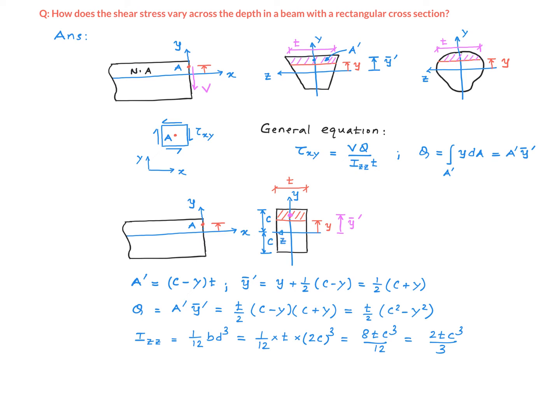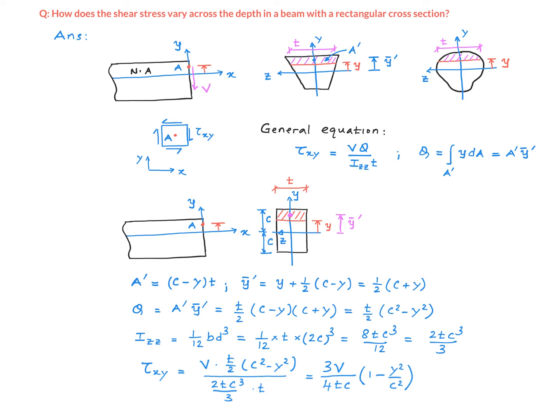Izz is the second moment of inertia of this rectangular cross-section about the z-axis. And again, you might recall this formula, 1 over 12 times b d cubed, where b is the width of the cross-section in the direction of the axis along which we are seeking the second moment of inertia, and therefore that will be t, right? So 1 over 12 times t times the depth cubed. The depth of this beam with respect to this axis would be 2 times c. So 2 times c cubed. That simplifies to 2t c cubed over 3.